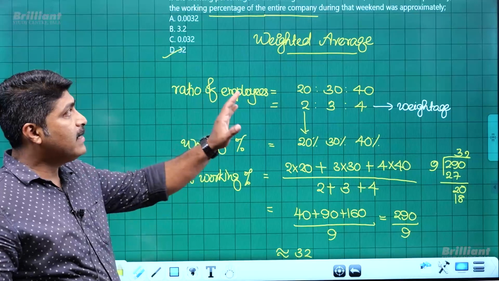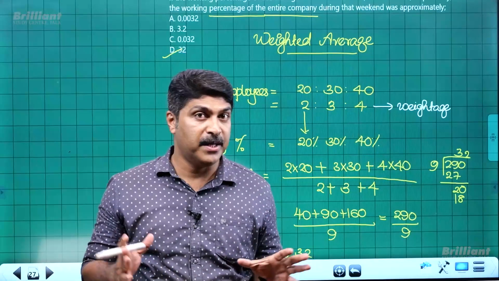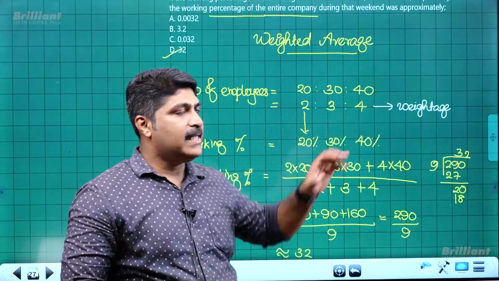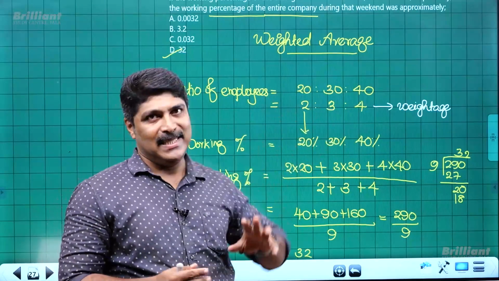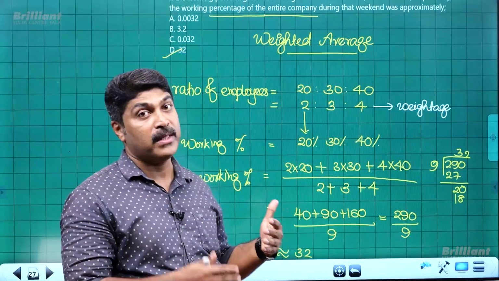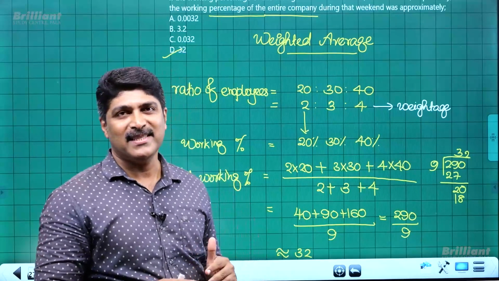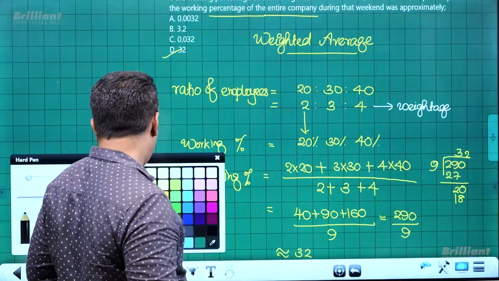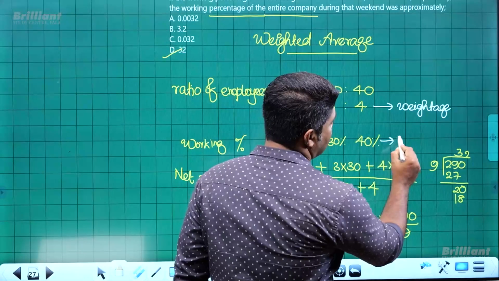So don't forget, this is weighted average. There are lots of applications for this kind of operation or concept. It's not a mere average. This is weightages. That means weightages in the sense the ratio of quantities. Here these quantities are the number of professionals, or the employees here. And these are percentages, working percentages. Here that is technically called observations. If that ratio is weightages, these are called observations.